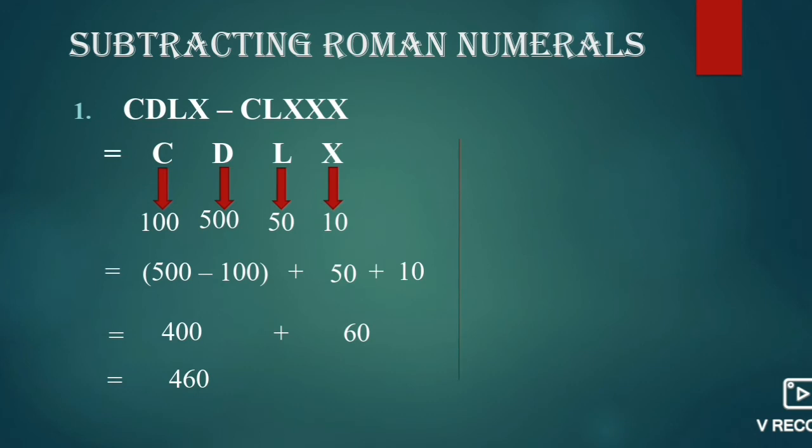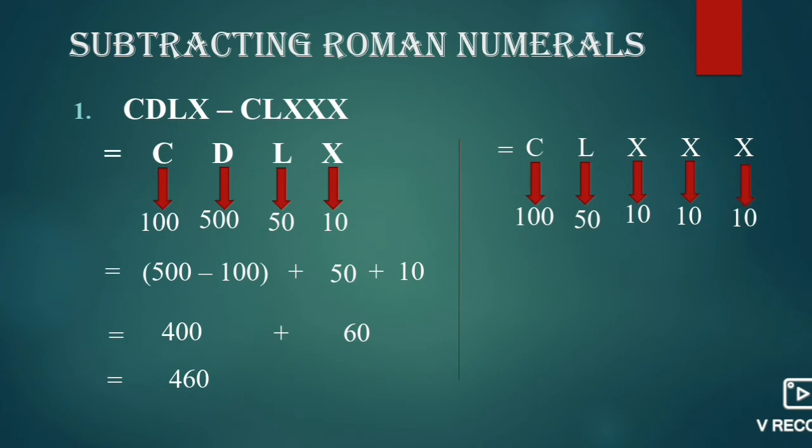Next, let us find the value of CLXXX. The value of C is 100, the value of L is 50, the value of X is 10, again the value of X is 10, once again the value of X is 10. Now, 100 plus 50 plus 10 plus 10 plus 10. Adding together it gives 180. So the value of CLXXX is 180.